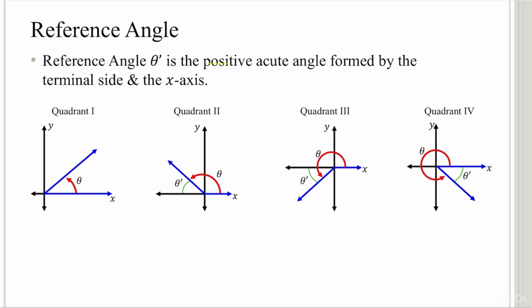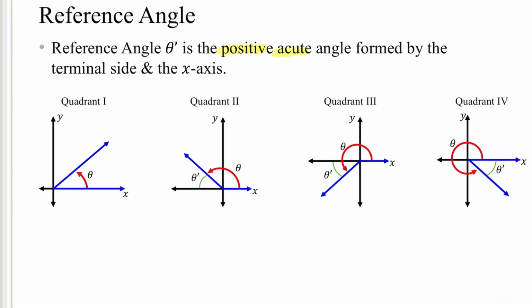These things are key. Positive acute, okay? So they're always going to be less than 90 degrees, positive acute angle, and then formed by the terminal side and the x-axis. A lot of students confuse this with doing it to the y-axis. It's always going to be with the x-axis. So looking at quadrant number 1 right here, that's going to be your reference angle. In quadrant number 2, that's your reference angle. So that's between the terminal side and the x-axis. Then in quadrant 3, this is your reference angle, and it's between the x-axis and the terminal side. And then in quadrant 4, your reference angle is here between the x-axis and the terminal side.